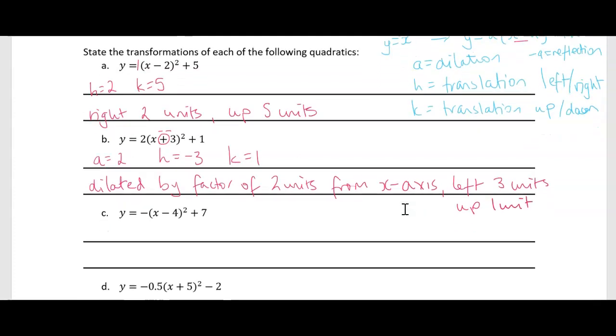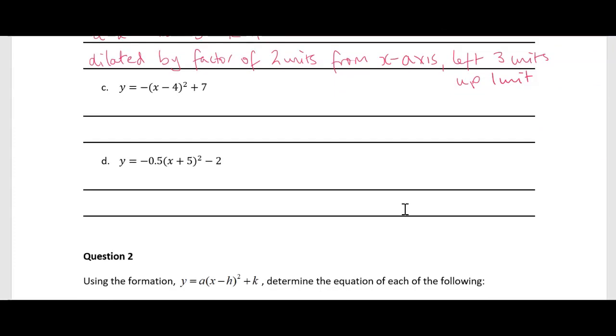All right, so for the next one, we've got quite a few here. A value of A is -1, so that means it's been reflected. And when we talk about reflection, you can have a reflection in the x-axis and the y-axis, but for now we're just doing a reflection in the x-axis. We're not going to complicate things just because you're starting to learn about parabolas. H is equal to 4 and K is equal to 7. So I'll just write the first one here. Reflected along the x-axis, or in the x-axis.